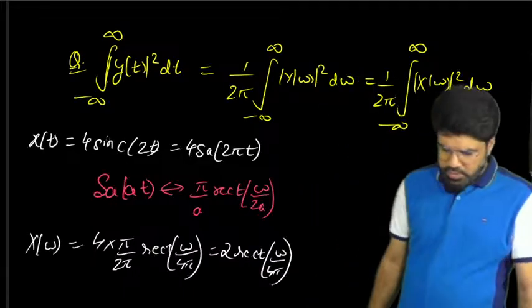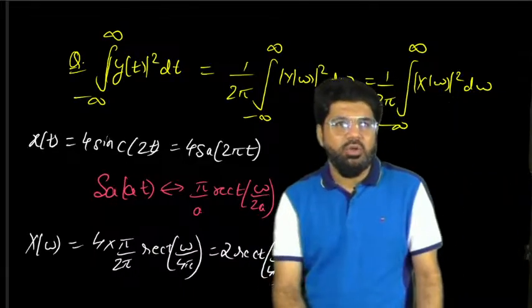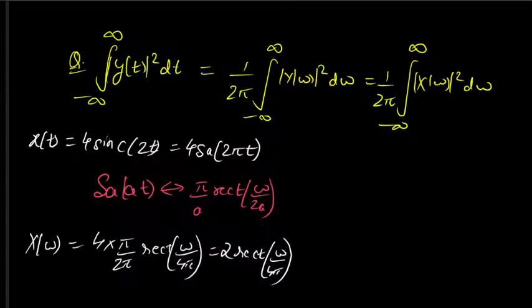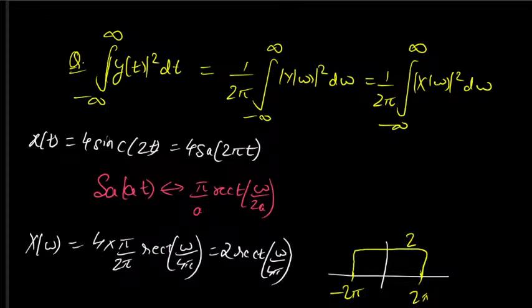Okay, for your convenience, not required properly, but if I have to draw this particular rectangle, rect omega by 4 pi: the total width of the rectangle is 4 pi, located from minus 2 pi to 2 pi, and the height of the rectangle is 2. Then you can complete the answer here.